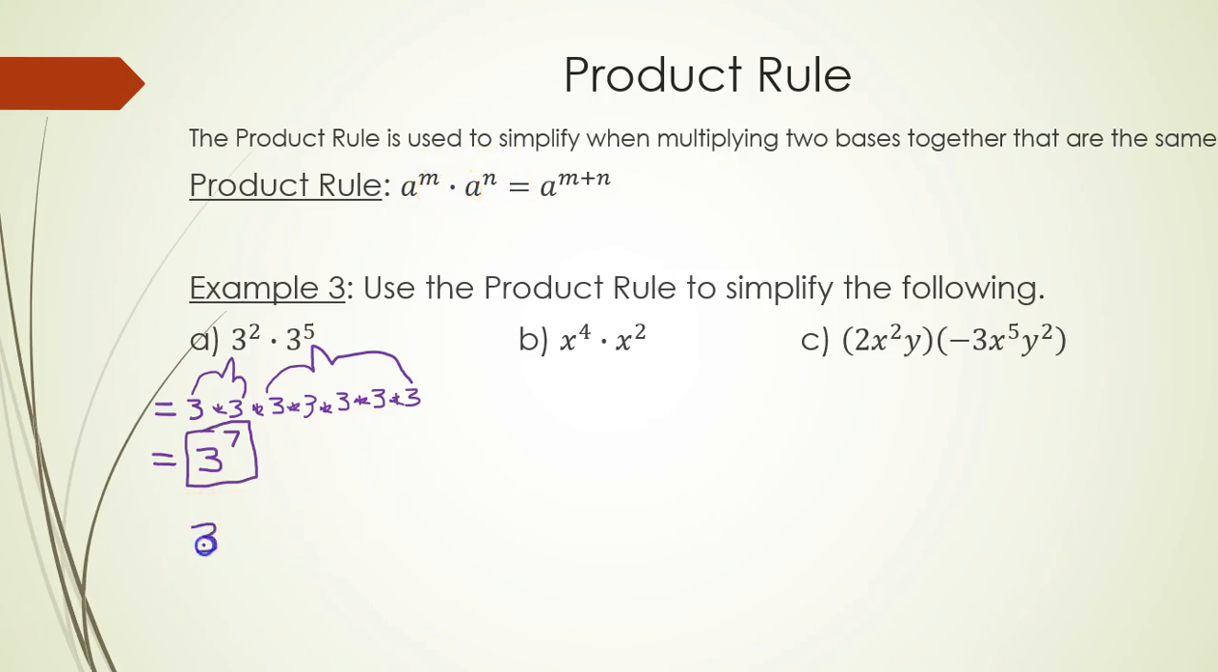So another way to do part A that would take a lot less work would be 3 squared times 3 to the fifth is 3 to the 2 plus 5, or 3 to the seventh. Same answer, less work.